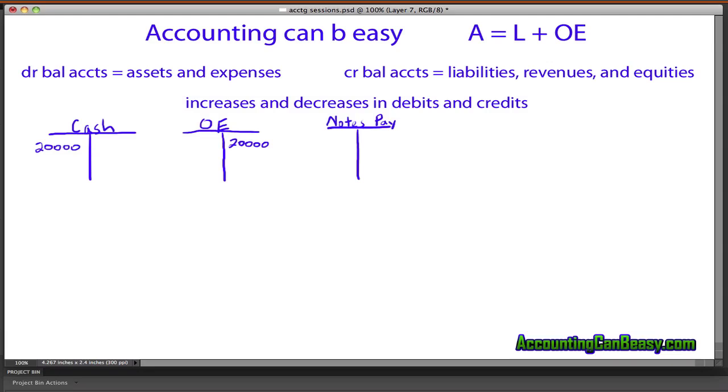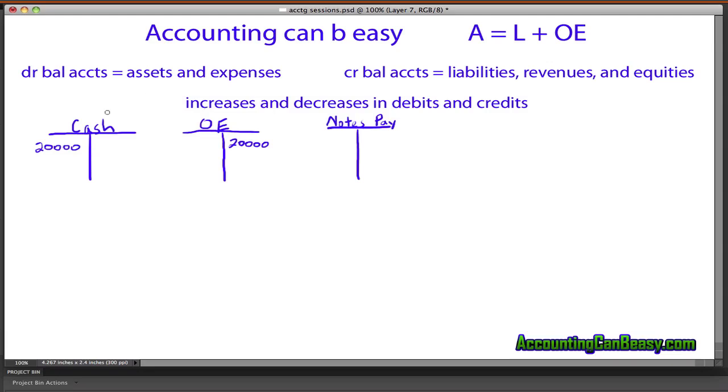Next lesson deals with increases and decreases in debits and credits. If an account generally has a debit balance, like assets and expenses, then when you increase that account, it will result from a debit entry. Likewise, decreases to that account will result in a credit entry.